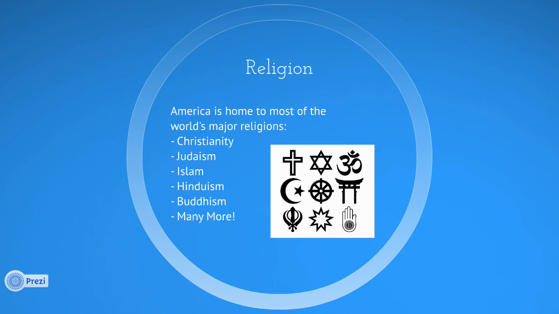On the same token, religion is very similar. Christianity is the dominant religion as far as the number of people. However, it is very diverse in that there are many different religions, okay? Judaism, Islam, Hinduism, Buddhism, and many, many more. There are a few religious symbols there too.